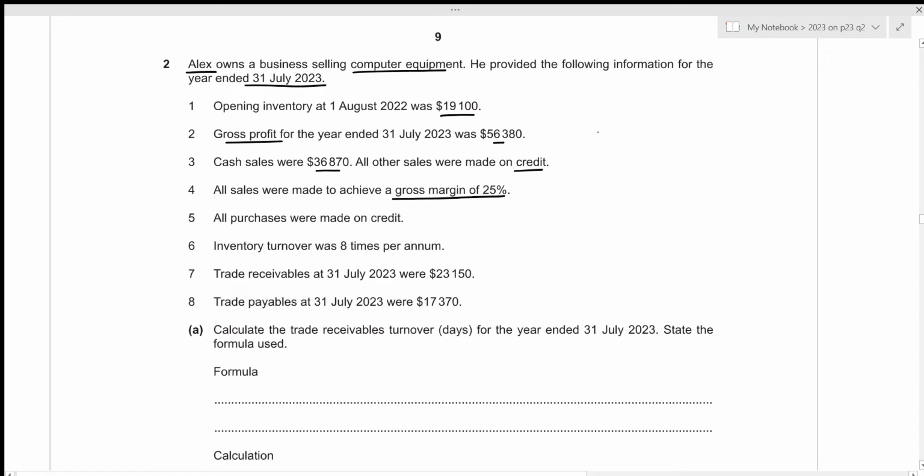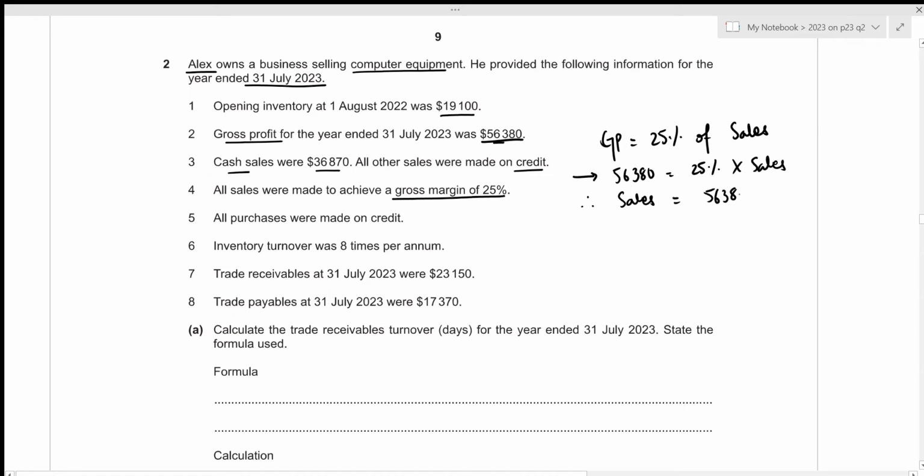So gross margin of 25% just means that gross profit should be 25% of sales. And since in this case we are only given cash sales, let's figure out the total value of sales. We have the gross profit of 56,380. This will be equal to 25% times sales, which means that our sales value will be 56,380 divided by 25%, which results in the value of 225,520. That's our total sales.